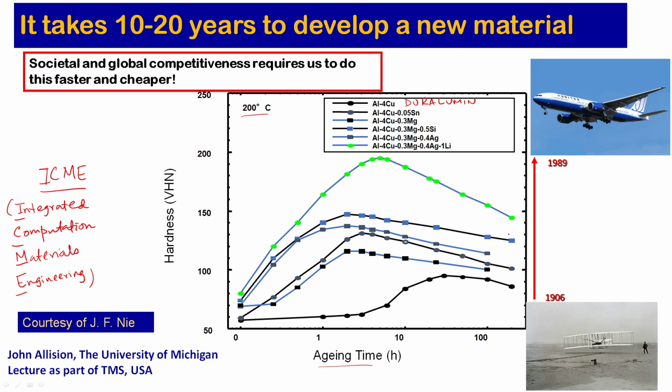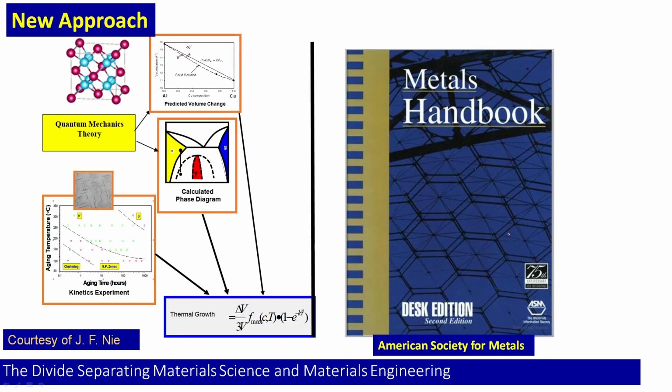As you know, there are always societal and global competitions which require us to make better material, cheaper material, which can allow us to fly at a higher rate or speed. So, that is why we need to think about how to design materials in a pragmatic way.